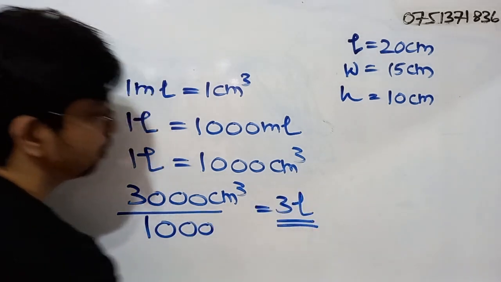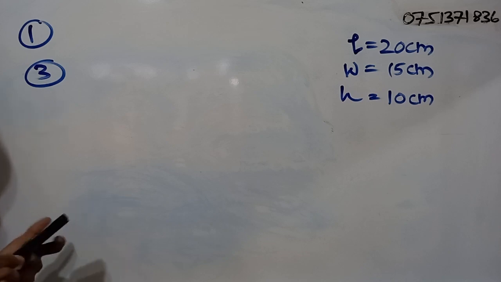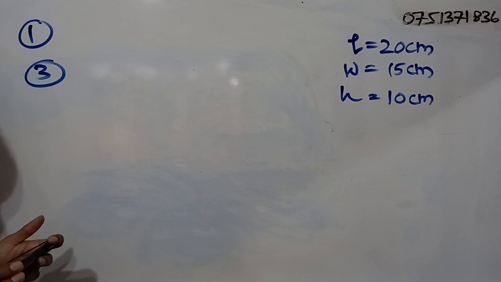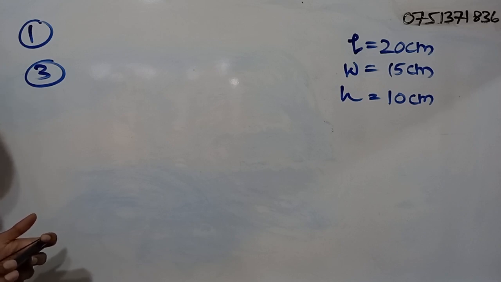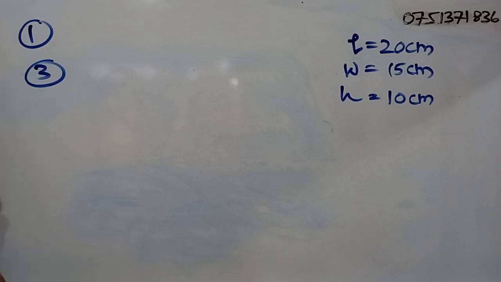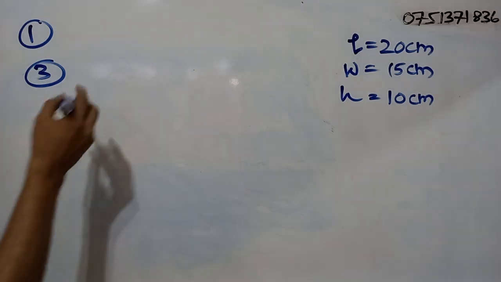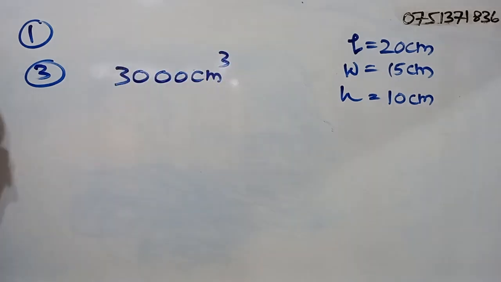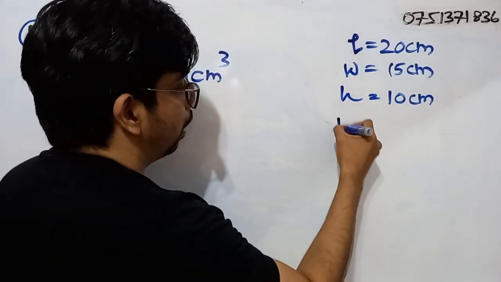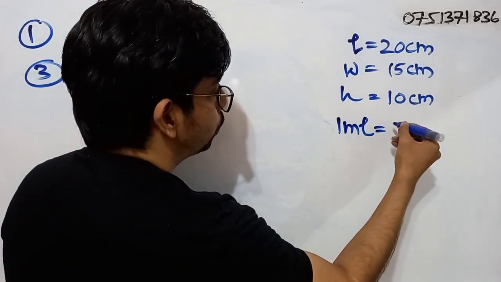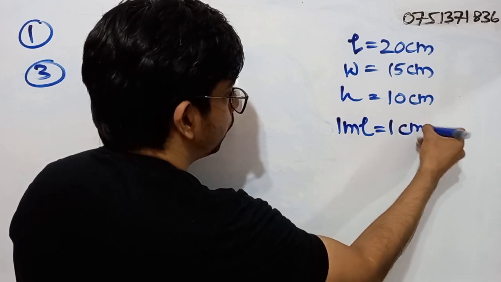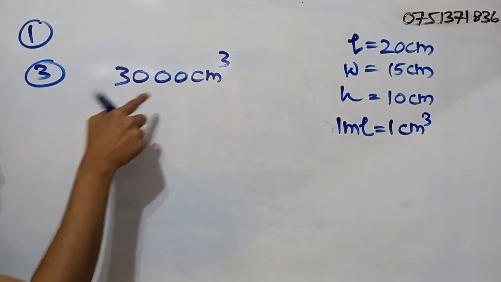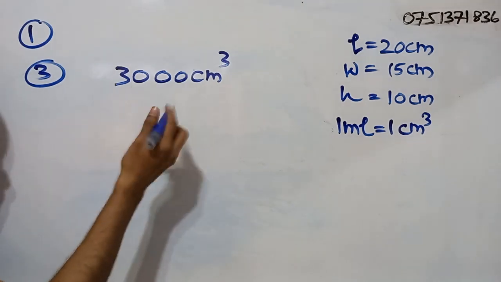So here what do we get? 3 liters. Part 3. If the liquid in the container is to be stored in vials of capacity 50 milliliters each, find the number of vials required to store all the liquid in the container. So here basically what do we have to do? We know the total liquid amount is 3000 cubic centimeters, and since 1 milliliter is equal to 1 cubic centimeter, we can say the total amount of liquid or medicine is what?